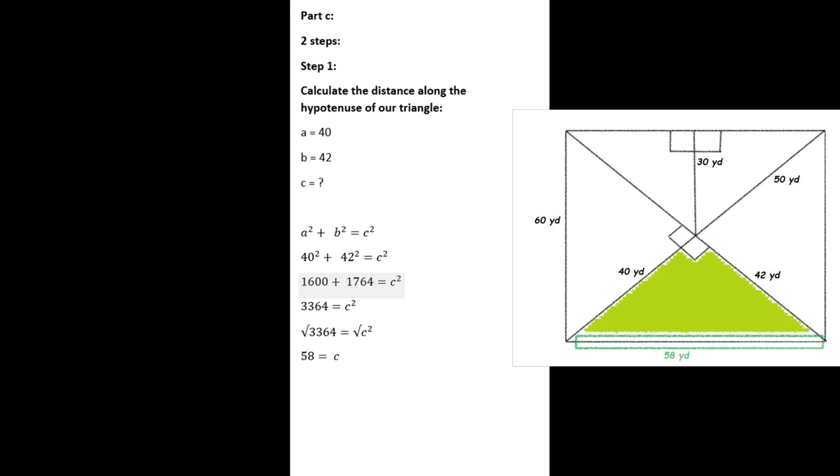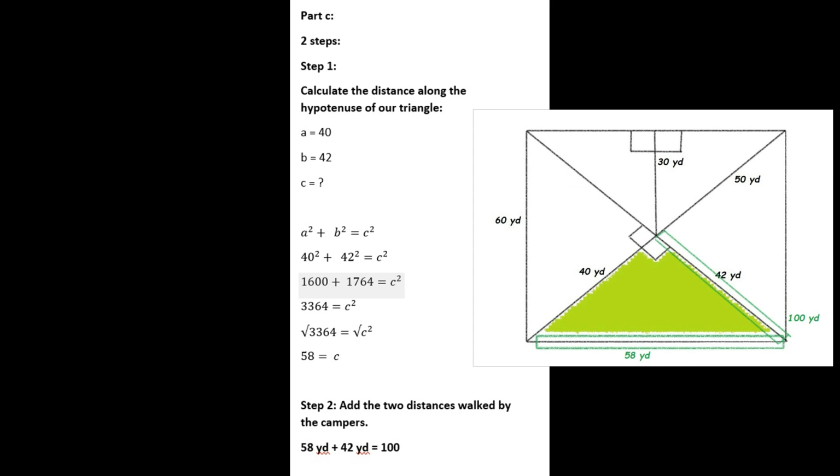The second piece of this says, how long is it when you walk both distances? So the campers are making a stop in between. So it's 58 yards plus 42 yards, and you'll find out that that adds up to 100 yards.